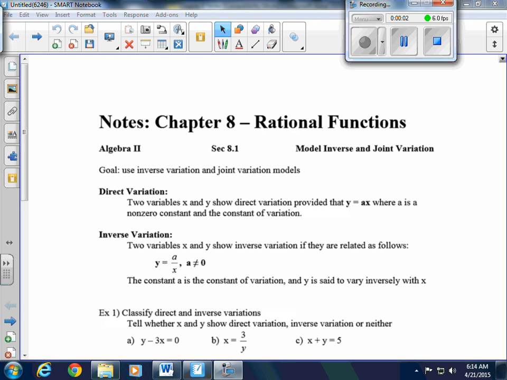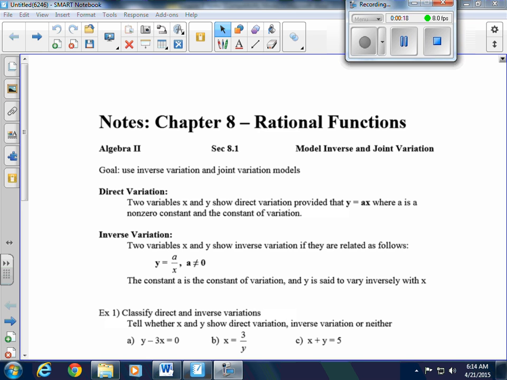Today we're going to be starting Chapter 8, which is on rational functions. And Section 8.1 is going to be talking about modeling inverse and joint variations. So that's what our goal is. We're going to use these inverse variation and joint variation models.